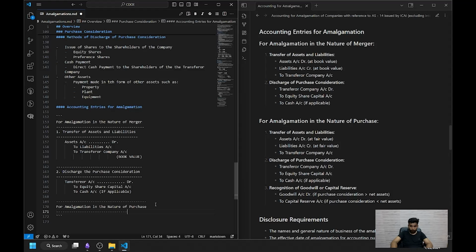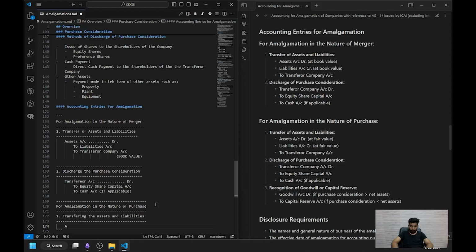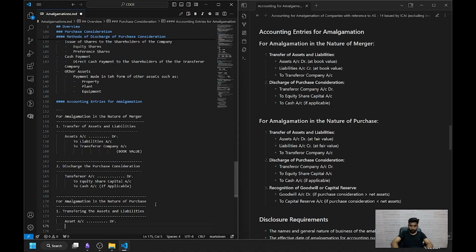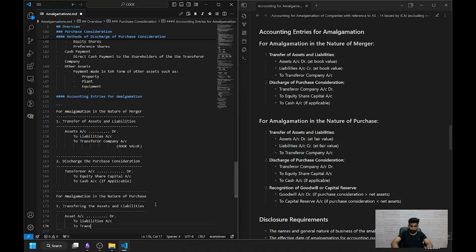For that, first of all, we will transfer the assets and the liabilities as per the norm. For transferring the assets and the liabilities, the accounting entries will be as follows. That is the asset account debit to liabilities account, and if anything remaining, that will be to transferor company. But as you can see, these both entries are the same. Then what is the difference?